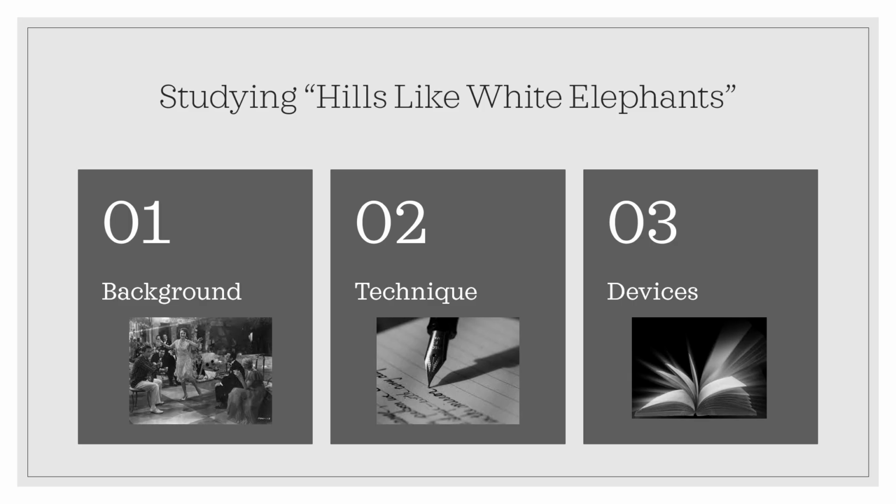So as we go through these notes, I'm going to cover three different things, all of which you can use or think about when you're writing an analysis of a short story. Or at least you can, when you're allowed to include research. So first background, second technique, and then third, some literary devices that the author uses.